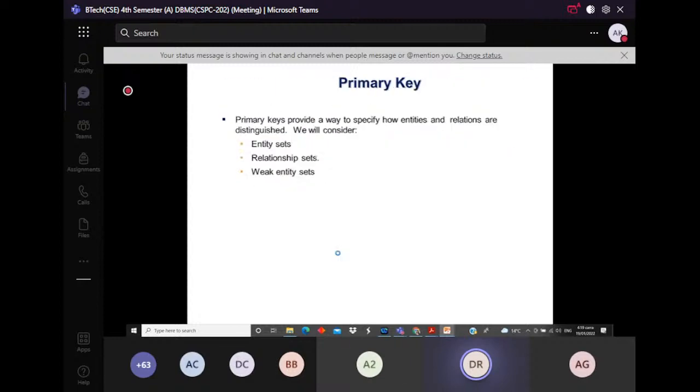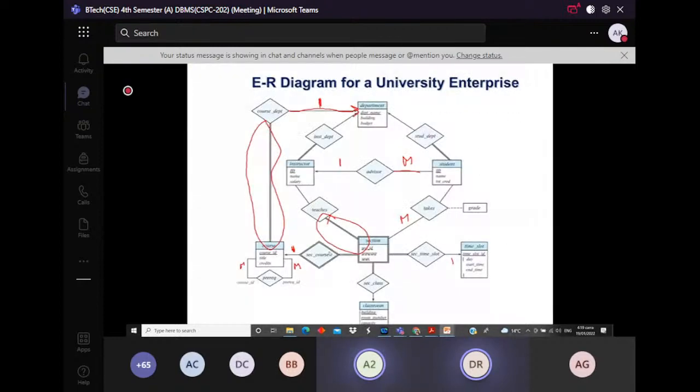So you can see now in this particular diagram, here, instructor and section. Every section should be taught by some instructor, but there can be some instructors who are not teaching any section. Similarly, you can see here some diamonds which are represented with a double diamond.